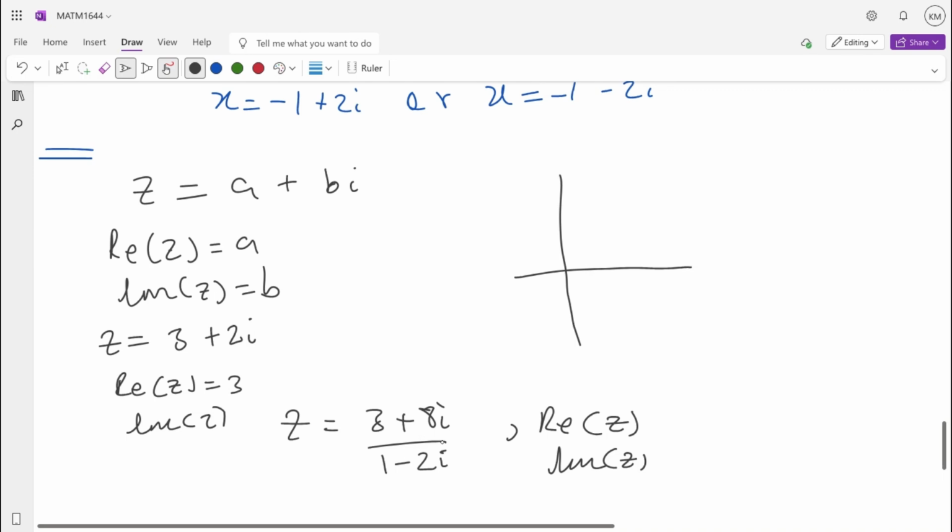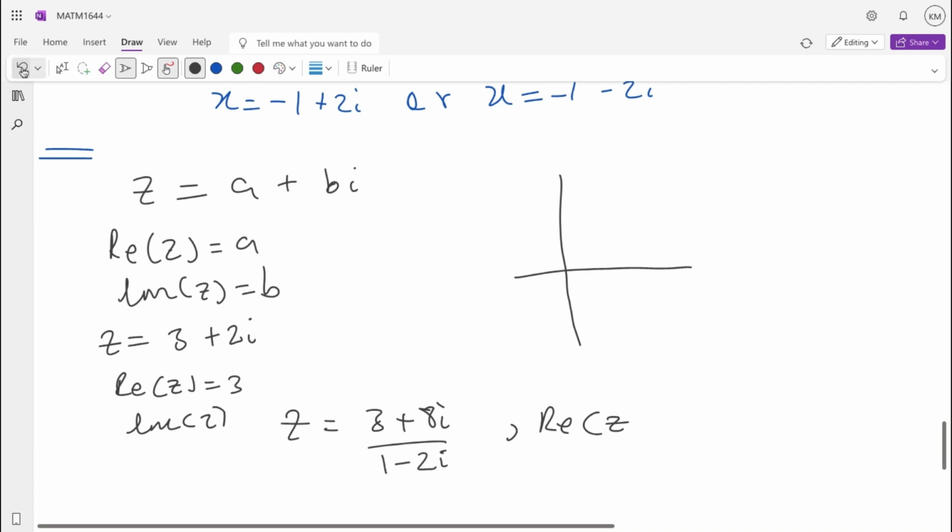You have to first simplify this quotient the way that I showed you on the previous examples. Then after it is in the standard form a plus bi, you take the one that represents a as your real part of z, and the one that represents b as your imaginary part of z. So that is the key idea.